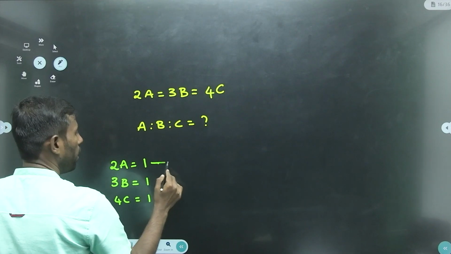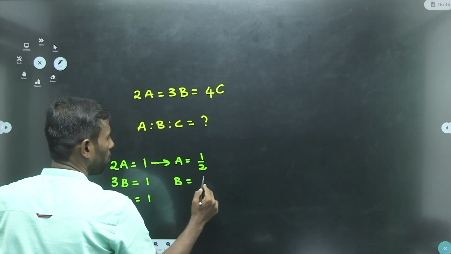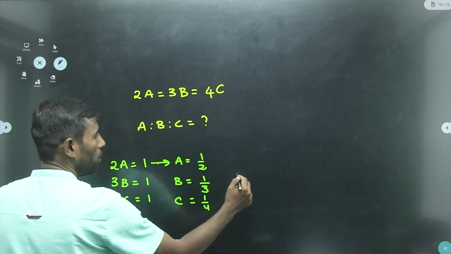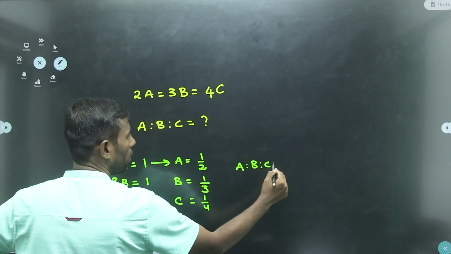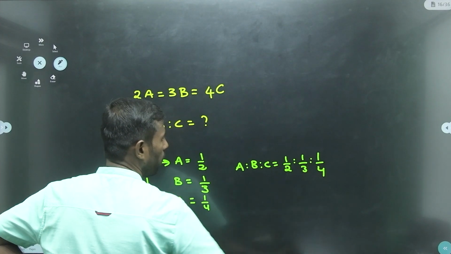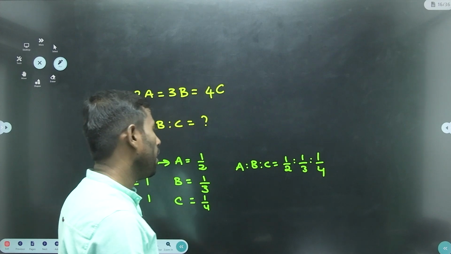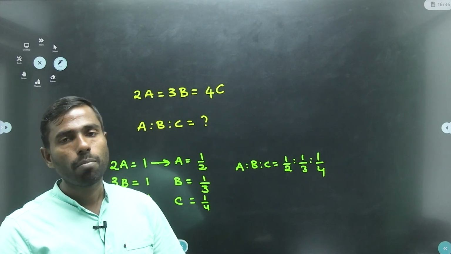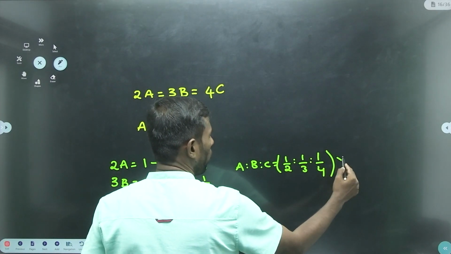Now from this, what do you get? A equal to 1/2, B equal to 1/3, C equal to 1/4. So the ratio of A is to B is to C is 1/2 is to 1/3 is to 1/4. It is in fraction form. We have to convert into integer form by multiplying with the LCM of the denominators. 2, 3, 4 LCM is 12.